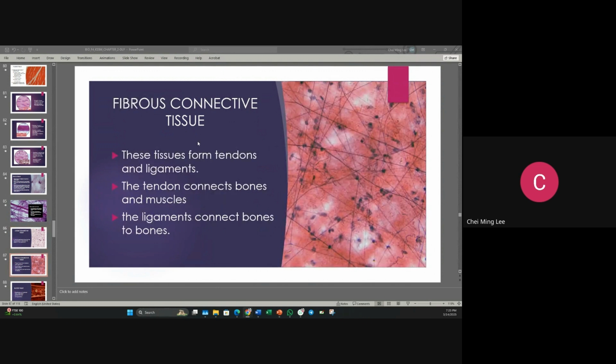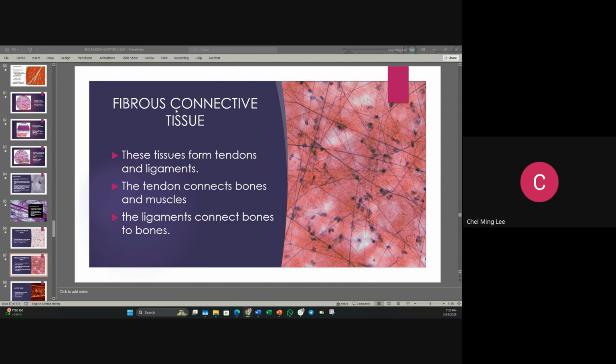All right, next, fibrous connective tissue. Normally, this one forms strong connective tissue, like tendon and ligament, which connect bone to bone or muscle to bone. Tendon, you know what's tendon? When you eat the drumstick, there's one thing very hard, white in color, that binds the bone with the meat. You know, that one is tendon.